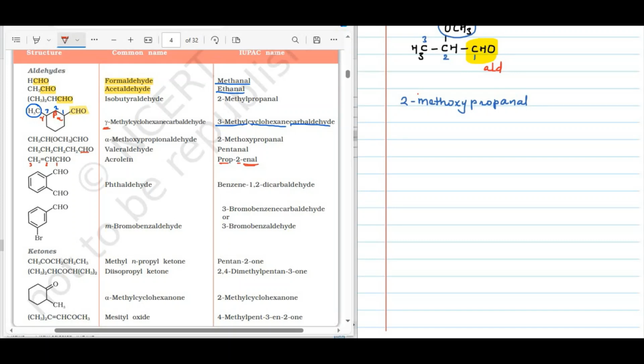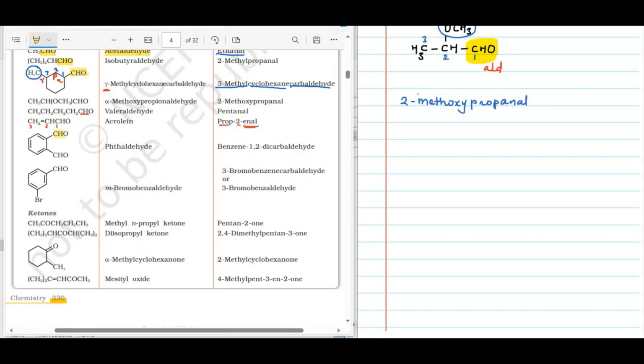Now come to the next example. Here there are 2 aldehyde groups bonded to a benzene ring. So the name of this molecule will be benzene-1,2-dicarbaldehyde. In the next example, the functional group is aldehyde and bromine is the substituent. So when you start numbering, the carbon to which the aldehyde is bonded is the first carbon, this is second, and this is the third carbon to which bromine is bonded. So the name of this molecule will be 3-bromobenzaldehyde, or you can write 3-bromobenzene carbaldehyde.